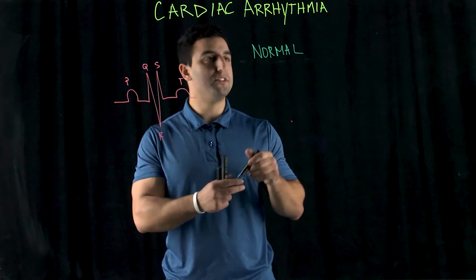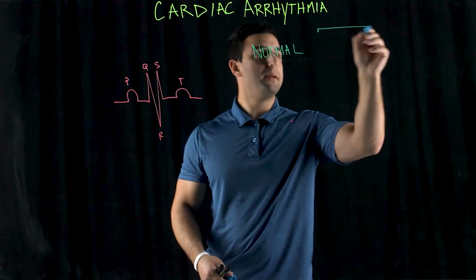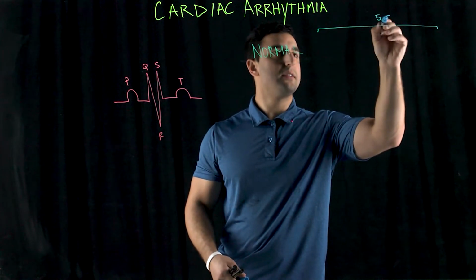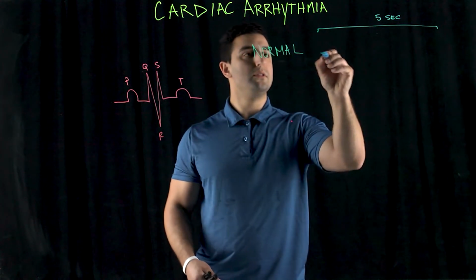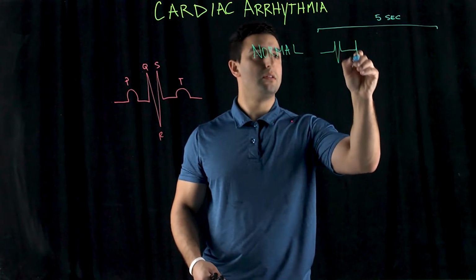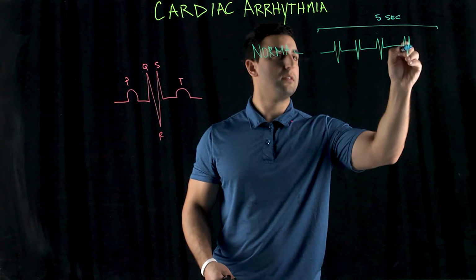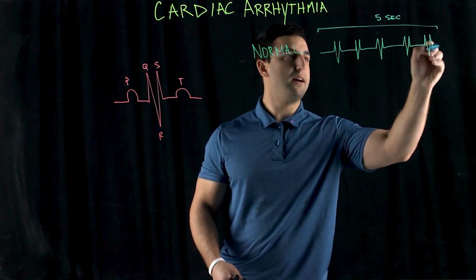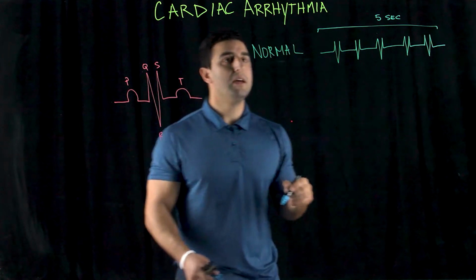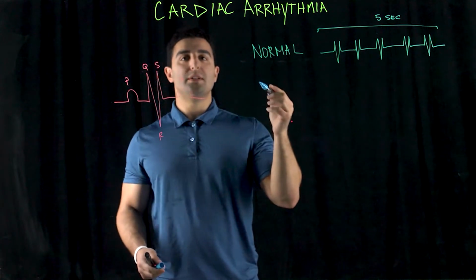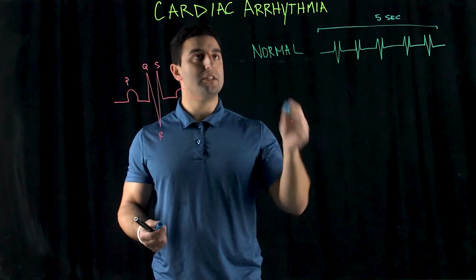If I have a normal sinus rhythm here over a time span of about 5 seconds, if you notice, if I draw here, I'm really bad at these, you have about 5 sinuses. This is normal. I'm going to go over specific kinds of pathological conditions of the arrhythmia.